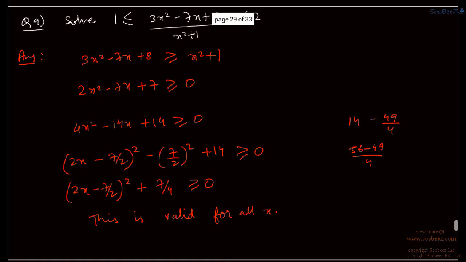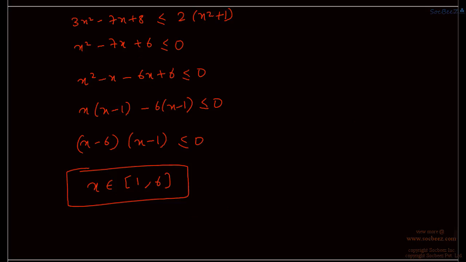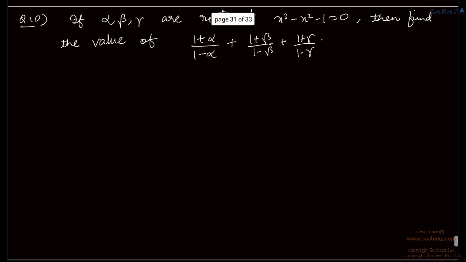Since for the left hand side inequality, it was valid for all x, the intersection is only this part, and x must belong to 1 to 6. Okay, so the next one.